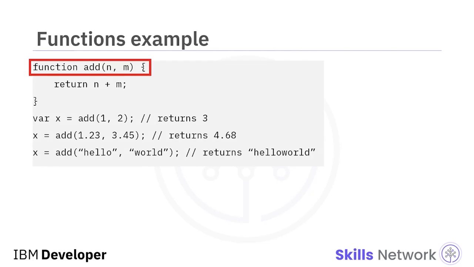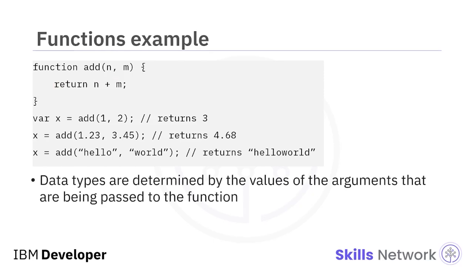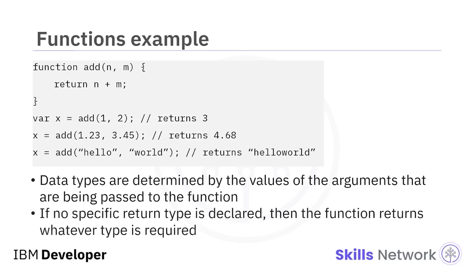This function takes two parameter arguments and returns the sum of the arguments, or concatenates the two arguments if they are strings. Notice that you do not specify the data type for the arguments of the function. The data types are determined by the values of the arguments that are being passed to the function. There is no specific return type declared. The function returns whatever type is required. In this case, the return is a simple addition or concatenation of the input parameters.